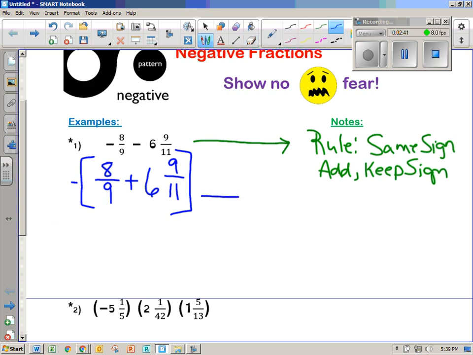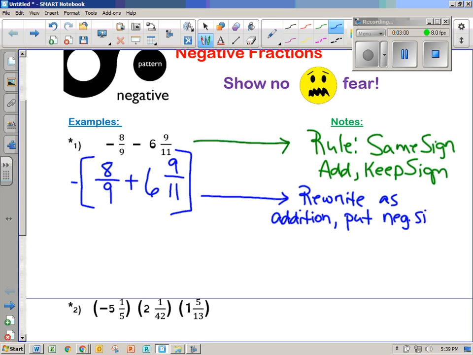So let's write that down over here. For this step, we just rewrite as addition, and put the negative sign on the outside. It's good to write down what you're doing so that later you know what happened. Now you just work what you've been doing with fractions, and then just keep bringing down that negative. And I'm going to keep the brackets or parentheses, whichever you use, on my problem until I get finished.